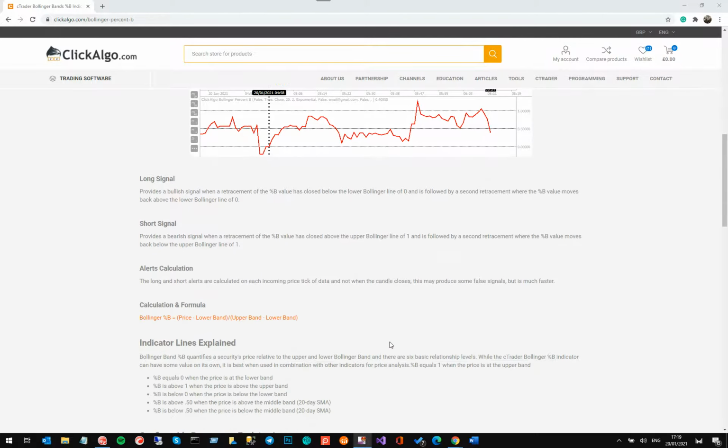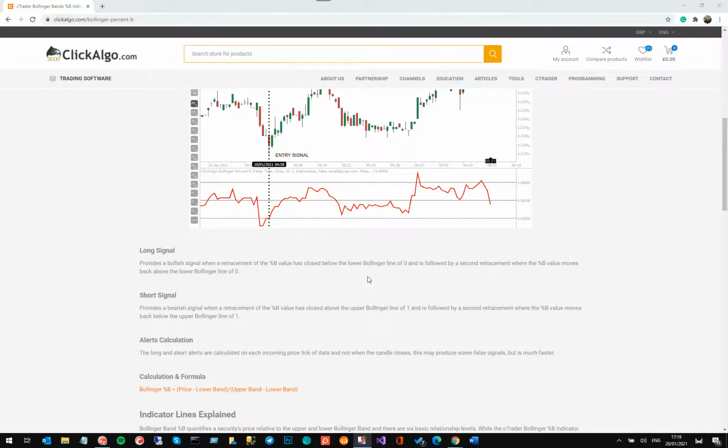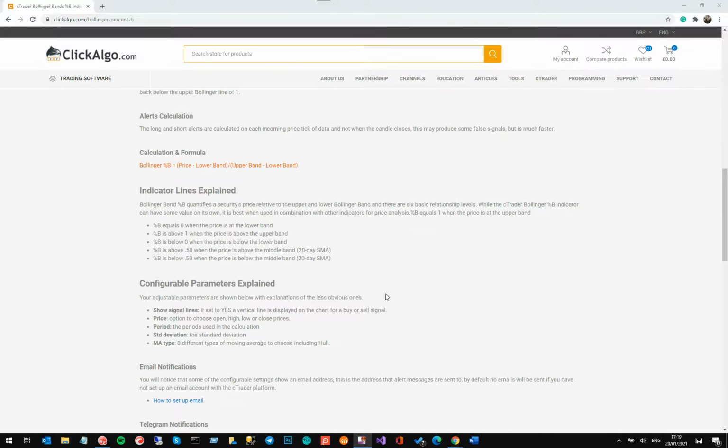Okay, so if I scroll down, the formula for it is the price minus the lower band, divided by the upper band minus the lower band. That's it, and those are the bands on the Bollinger Band. So if you're unfamiliar with that, just go on the internet and look up Bollinger Bands, and that will explain it. And I'll scroll down here.